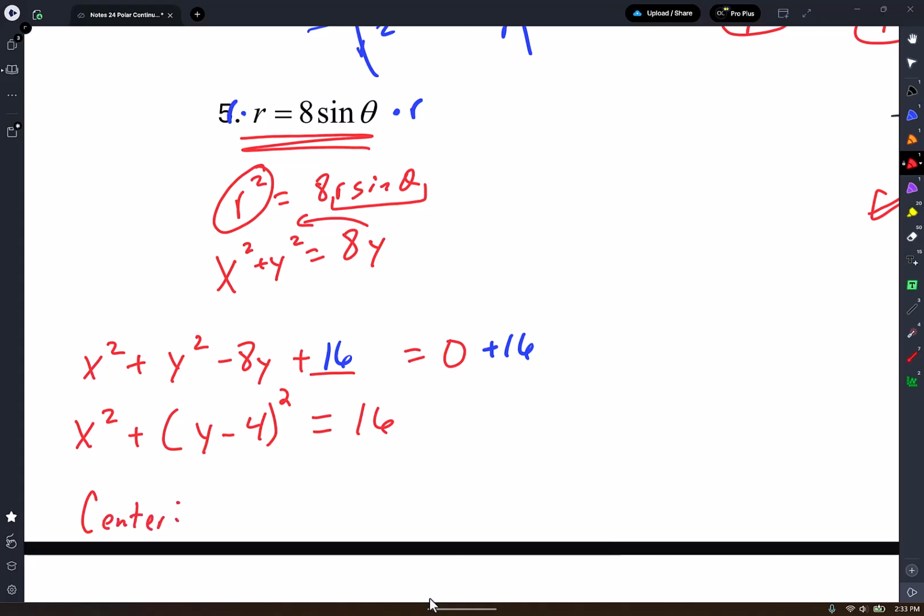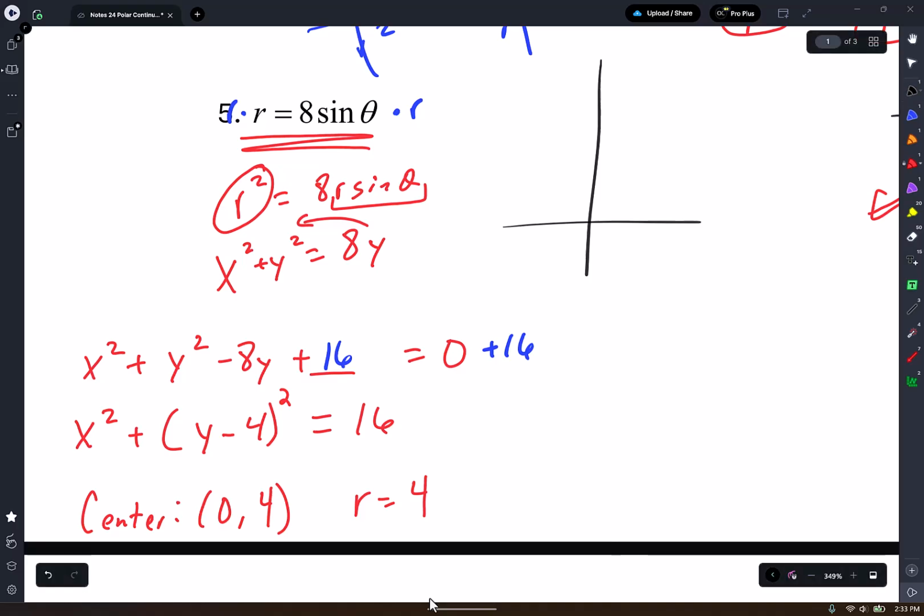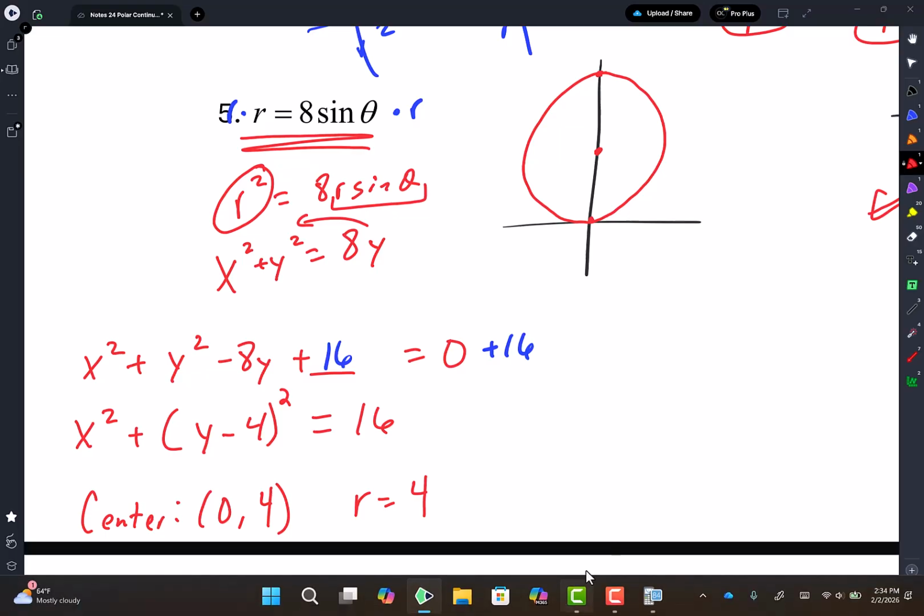The center of this circle is where? No, that's not the center. 0, 4. And the radius is 4. Isn't that cool? I'm going to show you something even cooler right now. We're going to solve for y. So it looks like this, guys. So 0, 4 is right here. I'm going to go up 4, down 4. It looks like, there it is. Which is exactly what we got. See?